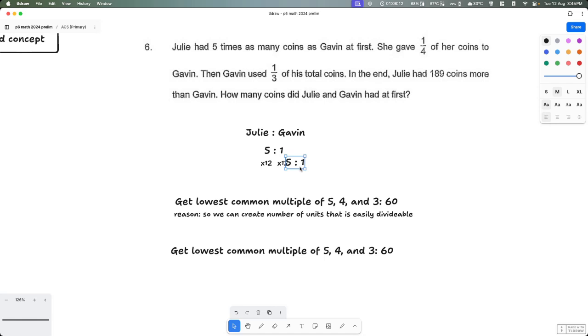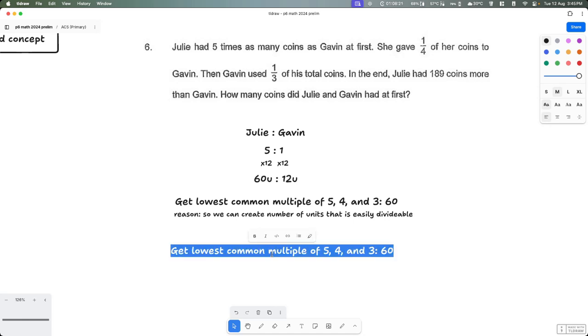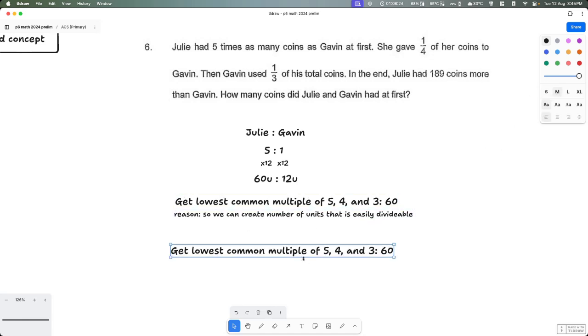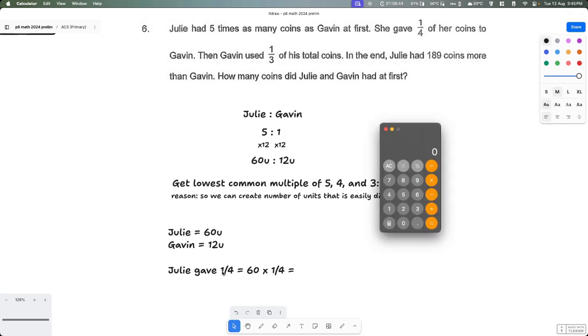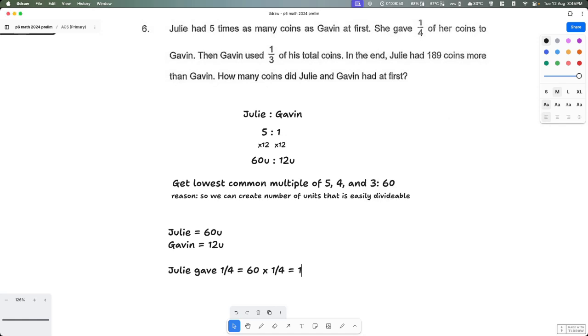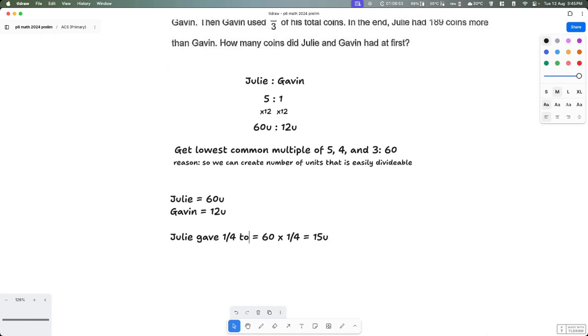So that means this will be 60 units, 60 units, and this will be 12 units. Okay, so that's why. Now over here, Julie is equal to 60 units, and Gavin is equal to 12 units. She gave away one quarter of her coins. So Julie gave one quarter, which is equal to 60 times 1 over 4. 60 times 1 divided by 4 is 15. So 15 units of coins, given to Gavin.